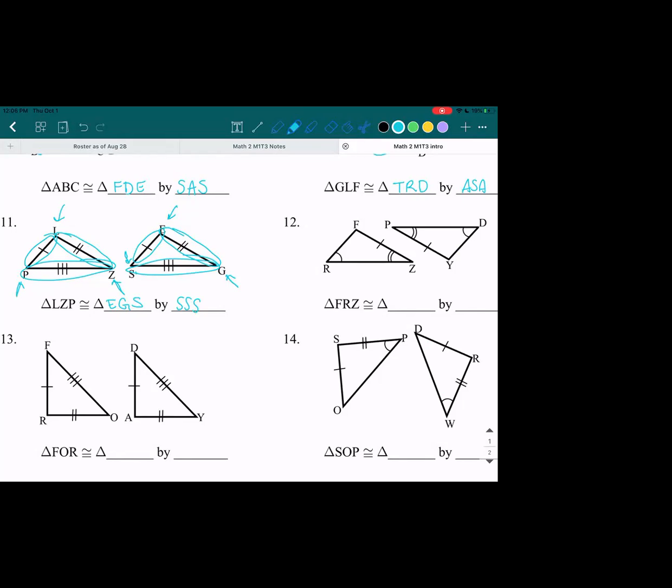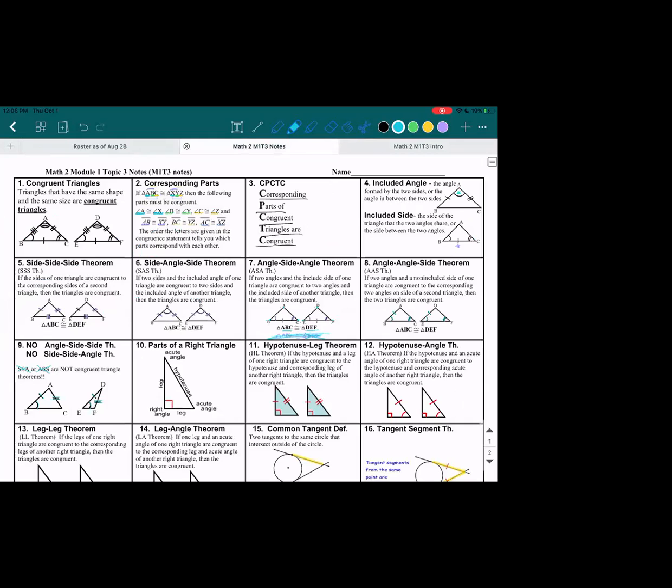Let's take a look at number 12. We have R and D. Those are one angle. And then we also have another angle and another angle that are congruent. We finally have a side and a side that are congruent. So we have AAS. And let's see if this is allowed. AAS, angle, angle, side. It's right there. Angle, angle, side is definitely allowed.